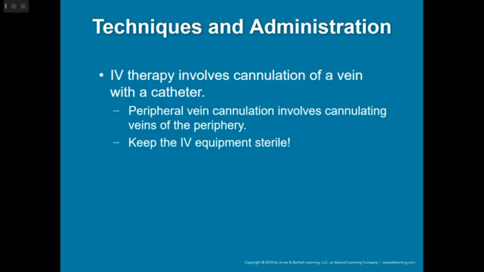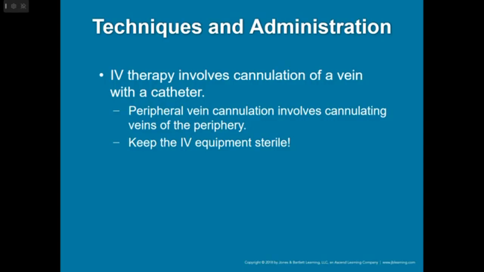External jugular would be kind of the exception to that. That's a big vessel. It's kind of considered a central line, sort of. So that's what we're doing with an IV, starting that peripherally in a vein and not an artery.